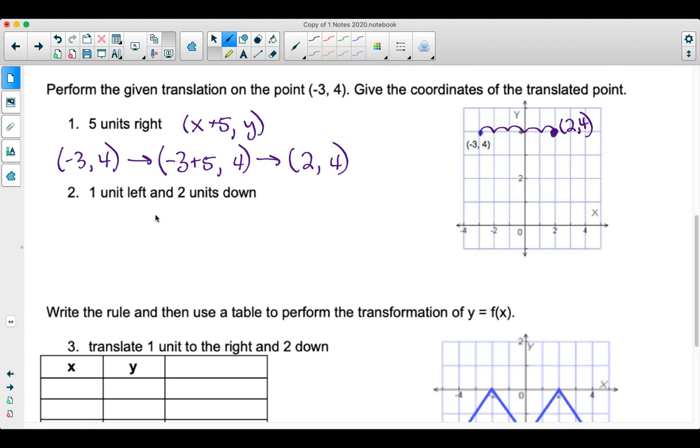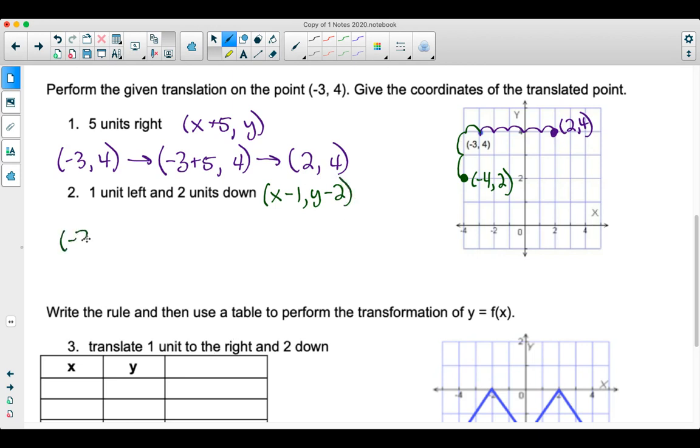All right, next, we're going 1 unit left and 2 units down. So let's start at our point -3, 4, 1 unit left, and then 1, 2 units down. And it looks like visually, we should end up at -4, 2. All right, so if we're going 1 unit left, we're taking 1 away from our x value, -1 to the left. And 2 units down, we're subtracting 2 from the y value.